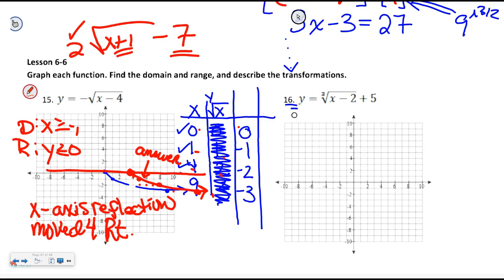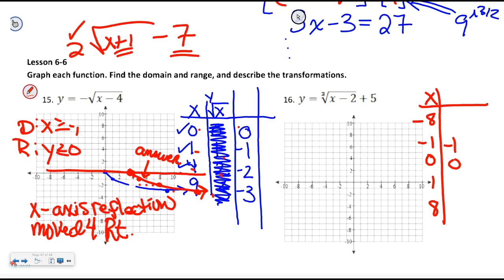The cubic function's a little different because it has a different table that I make. For the cubic function, remember we do -1, -8, 1, and 8. That kind of needs to be memorized. The cubed root of 0 is 0. The cubed root of -1 is -1. Cubed root of -8 is -2. And then this is 1 and this is 2. So it always goes -8, -1, 0, 1, 2. You're going to need to memorize it.